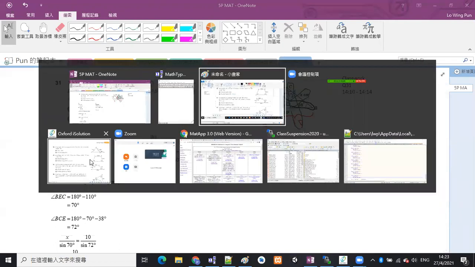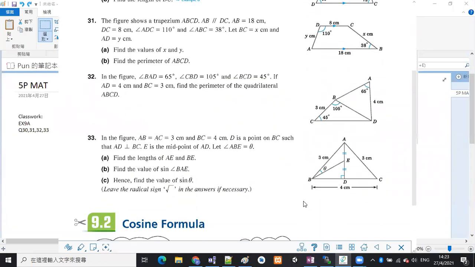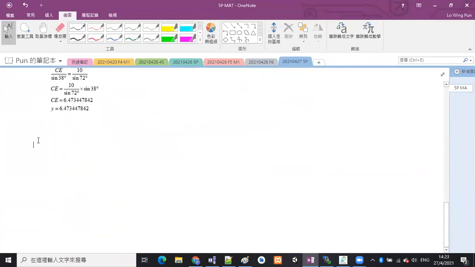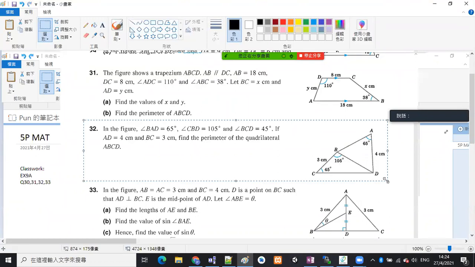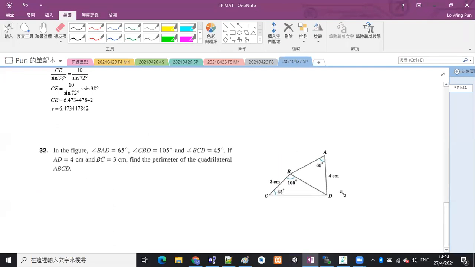Number 32. In the figure, angle BAD is 65 degrees, angle CBD is 105 degrees, angle BCD is 45 degrees, AD is 4 cm, BC is 3 cm. Find the perimeter of the quadrilateral ABCD.